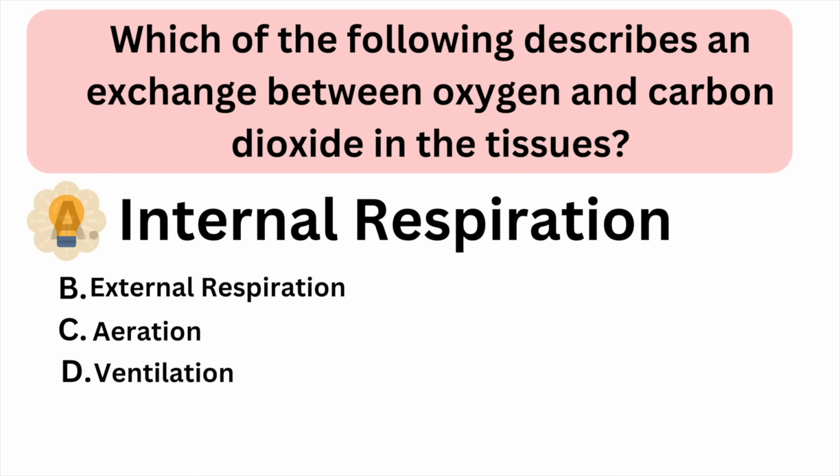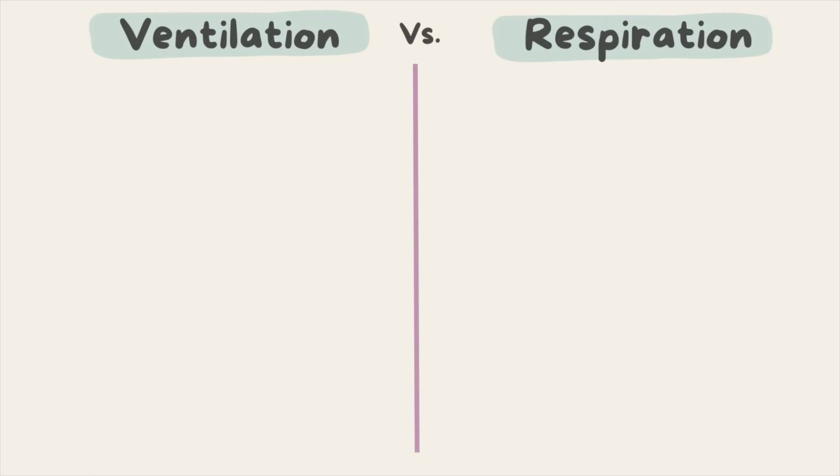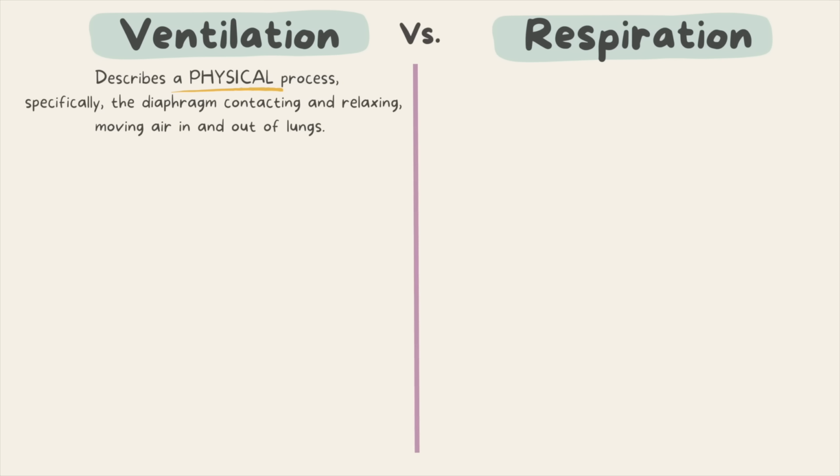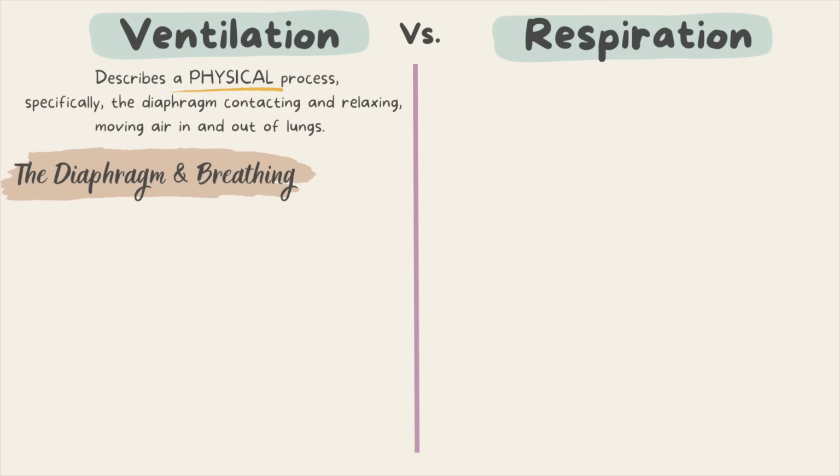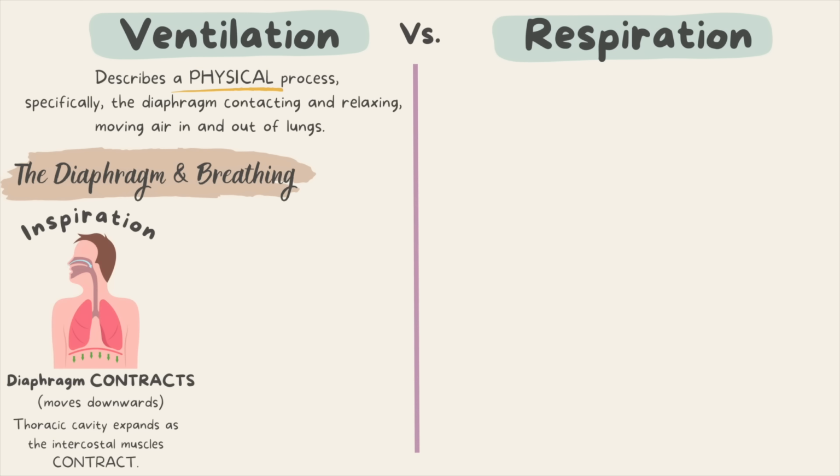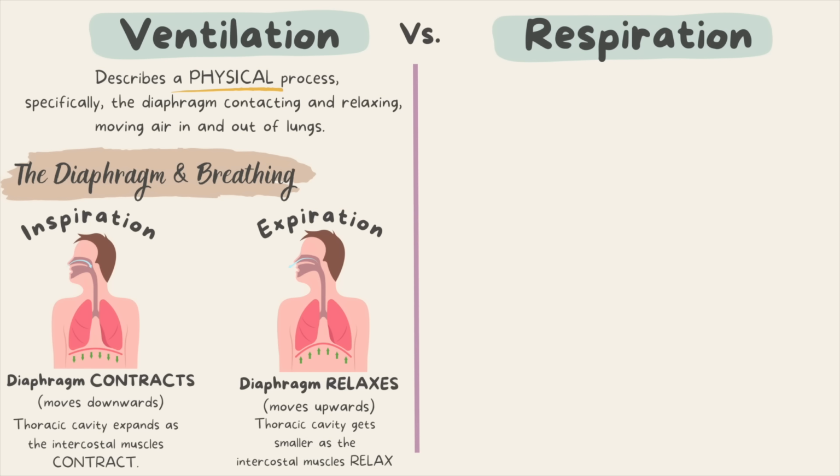Okay, so let's take a look at internal respiration and how it differs from external respiration, but also why not take a look at ventilation as well, because a lot of students get the words ventilation and respiration mixed up. So ventilation describes the physical process of the diaphragm contracting and relaxing, moving air in and out of the lungs. So ventilation is referring to diaphragm breathing, and that's broken down into two phases, inspiration and expiration.